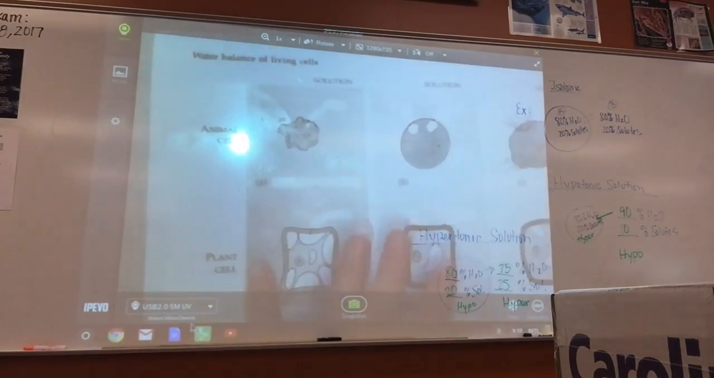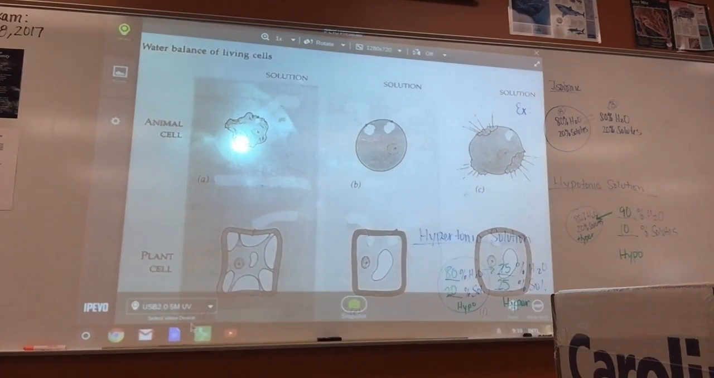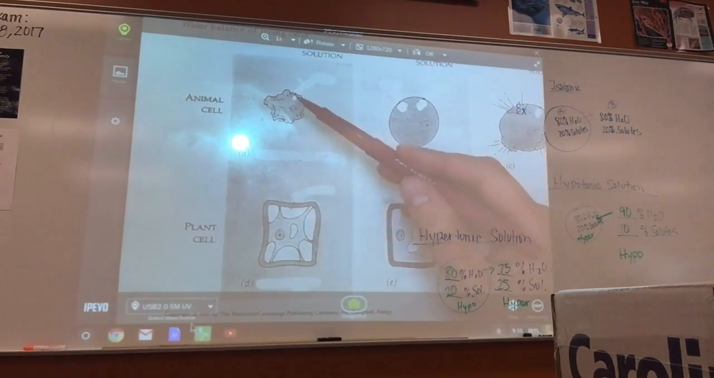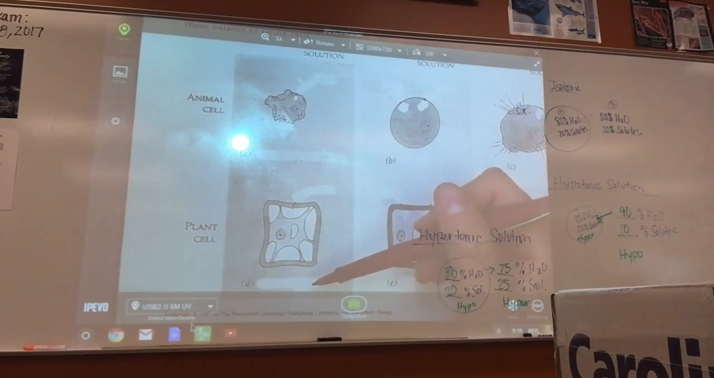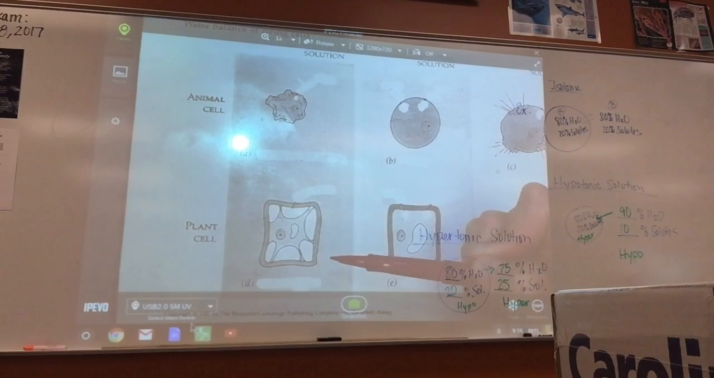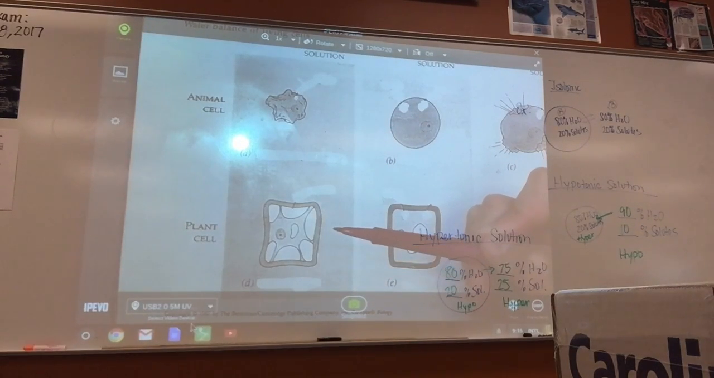All right. So if you look at the backside, you had to label the solutions. But first of all, let's just look at the pictures here. So let's look at this column on the left. If you look at the pictures of the animal and plant cell, where do you presume water is moving? Into or out of the cell? Into.